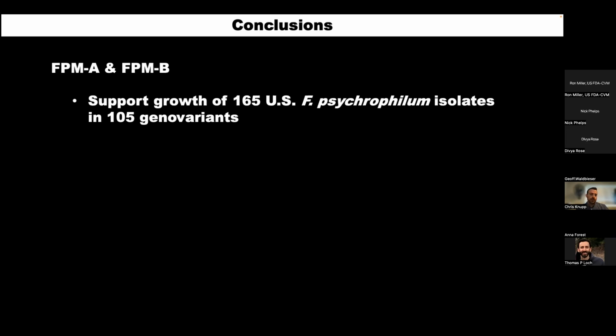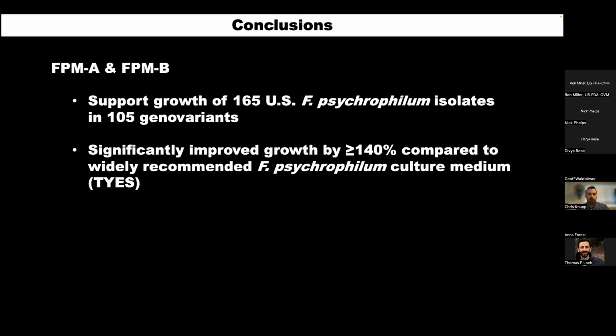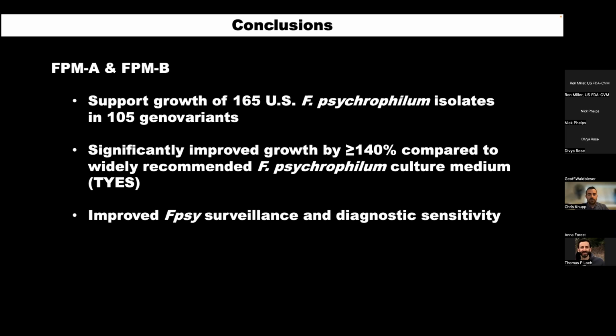And now we have two new media types that support numerous genetically diverse variants found across the US, offer significantly improved growth over TYES in the laboratory, which will enhance cold water disease research, and have improved our ability to recover Cycrophyllum from mortality events and during routine surveillance. And so these two new media types appear to be very promising on a number of fronts.